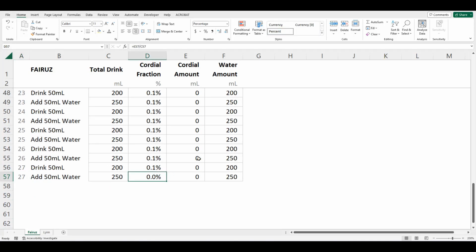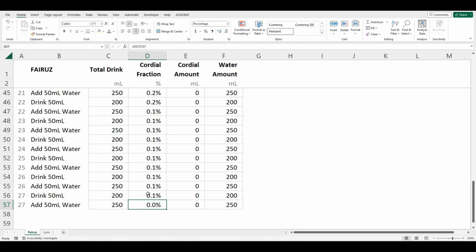But if we wanted to get there with more precision, we could just keep going. But the main point is, eventually, after some number of repeats of this process, we will eventually, approximately anyway, get to pure water.